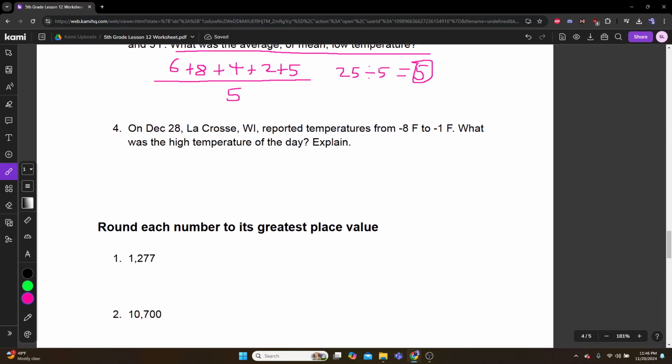On December 28, La Crosse, Wisconsin reported temperatures from -8 degrees Fahrenheit to -1 degrees Fahrenheit. What was the high temperature of the day? Explain. Okay, so if we're looking for the highest temperature of the day, we're looking for our largest number, and since it reported temperatures from -8 to -1, one of these has to be our highest temperature. And since we know that as numbers grow larger in the negative region, they grow smaller, we know that it would be -1. That was the highest.